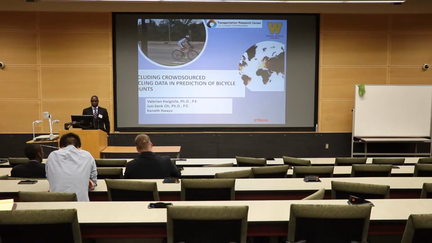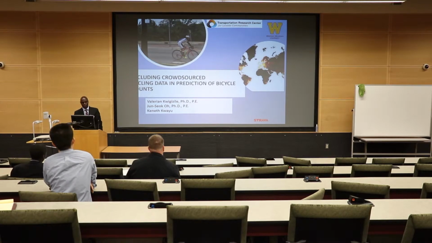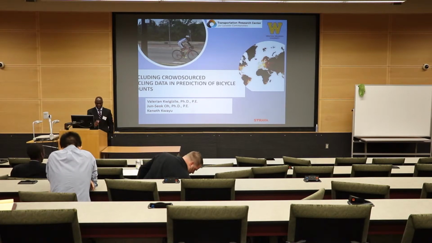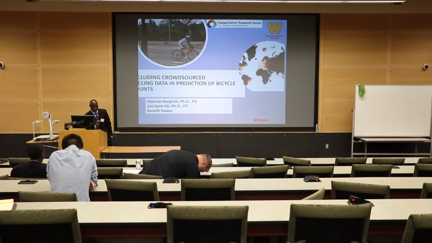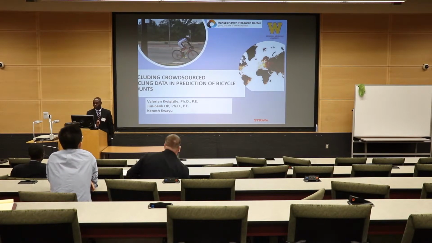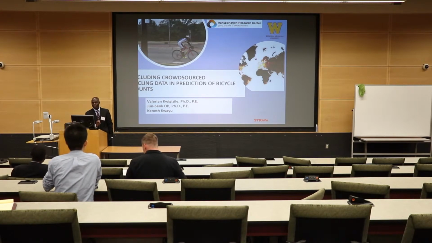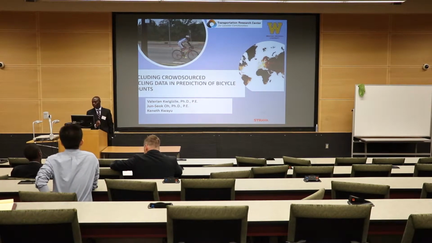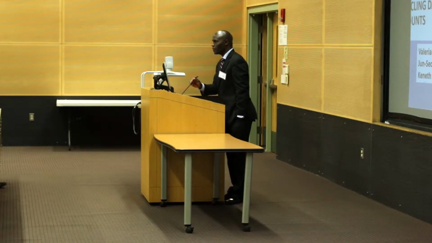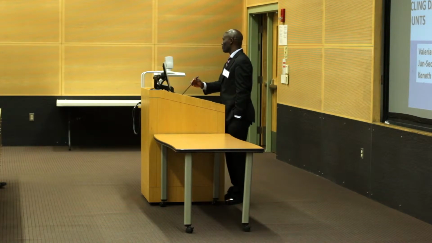I'm going to go ahead and present about including crowdsourced cycling data in prediction of bicycle counts. And I think everyone is aware that if you want to plan for bicyclists, for example, you have to know how many are out there. If you want to plan for pedestrians, then you need to know how many are out there. If you don't know how many people are walking, how many people are bicycling, or how many people will be bicycling in your area, then there is no way you're going to plan well for them.